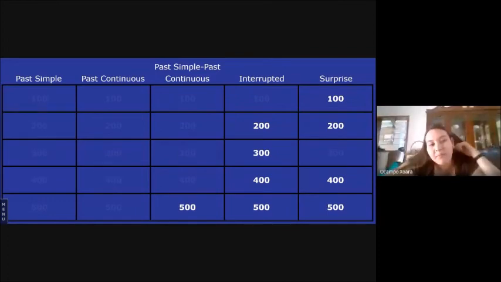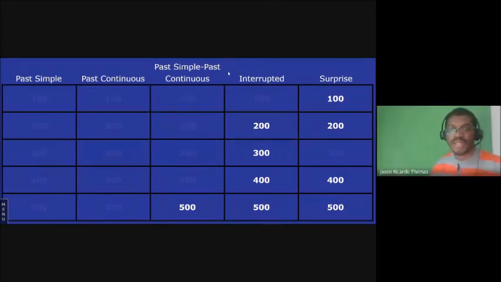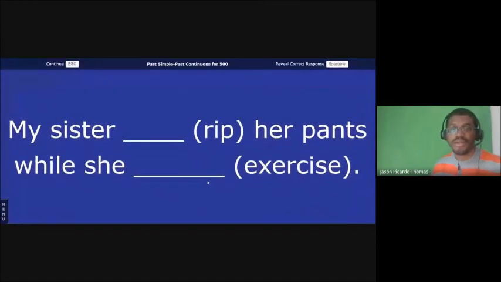Past continuous, 500. All right, the last one in past simple, past continuous. All right. Result. Remember, if it's before a while, it's past simple, and after a while, past continuous.